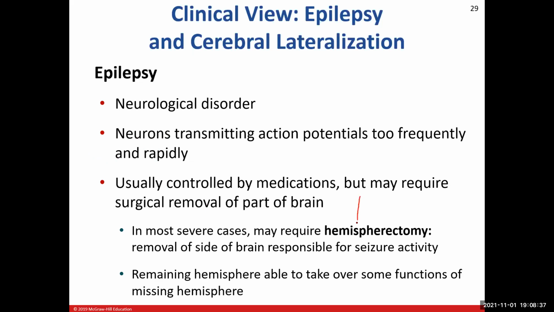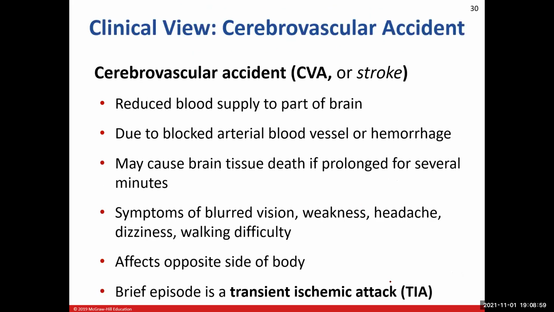It can require the removal of a complete hemisphere. That's very extreme, though. The good news is that the other hemisphere can take over some of those lost functions. It doesn't necessarily mean that you'll gain everything back, but it can take over some, not all. That's a pretty extreme case if they have to remove a whole hemisphere or even a significant portion of one of the lobes there.